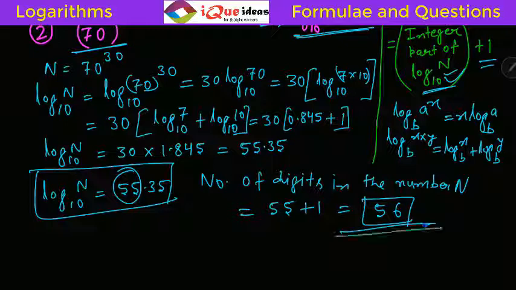Right? So just find the log of the number to the base 10, take the integer part, add 1. That will give you the number of digits. So the answer of the second one is 56. All right. Now let's take one more question on the basis of this.